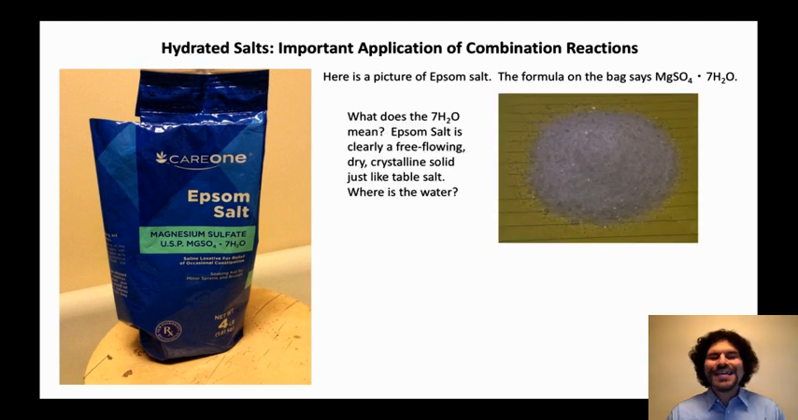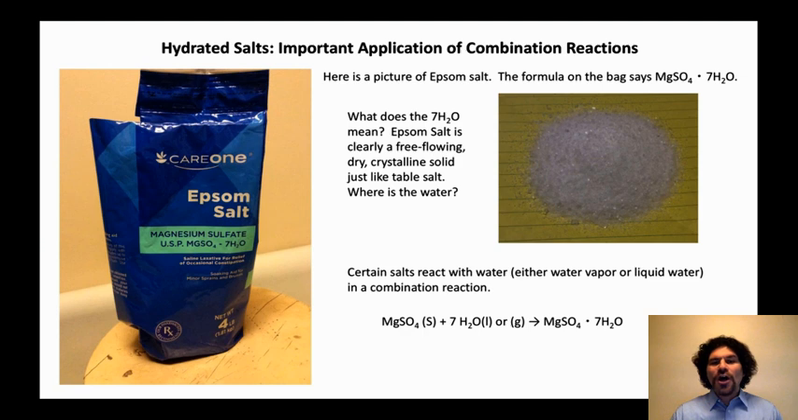Okay, so what does the 7H2O mean? If I take a little bit of this Epsom salt and pour it out onto a piece of paper, I just used yellow paper so that you can see the white salt against the yellow paper. Epsom salt is clearly a free-flowing, dry, crystalline solid, just like table salt. It doesn't look like it's got any water. Where's the water?